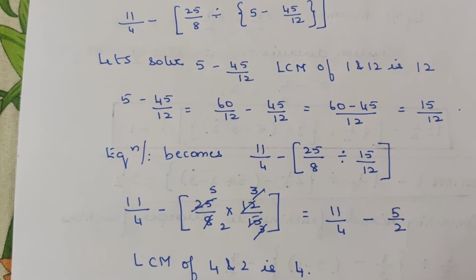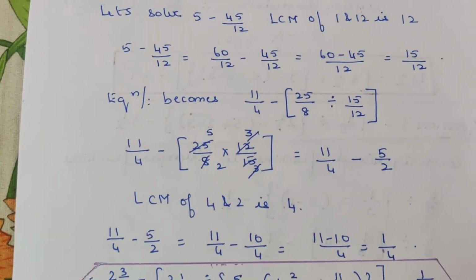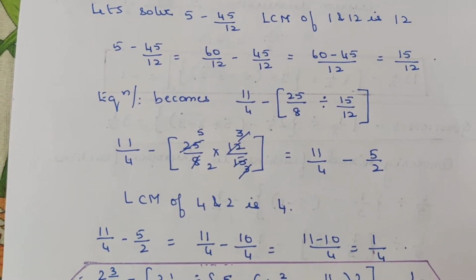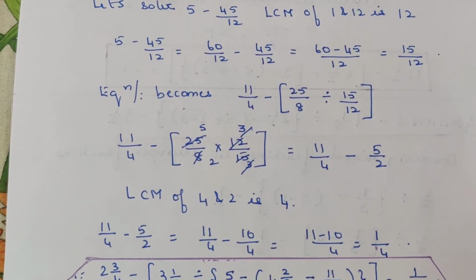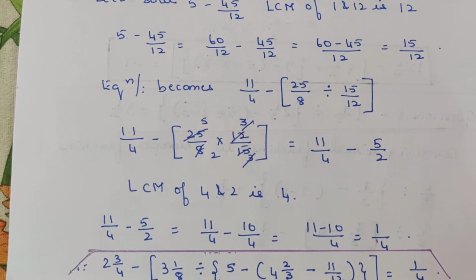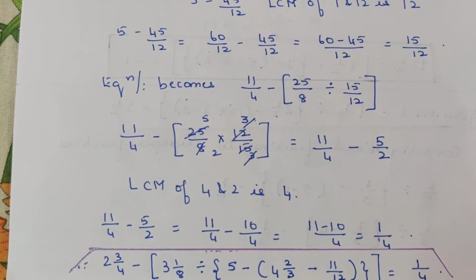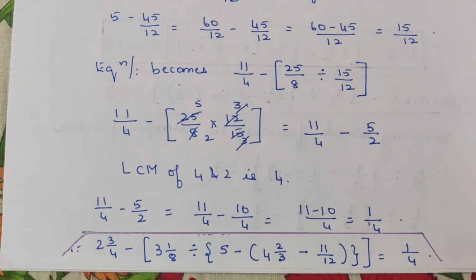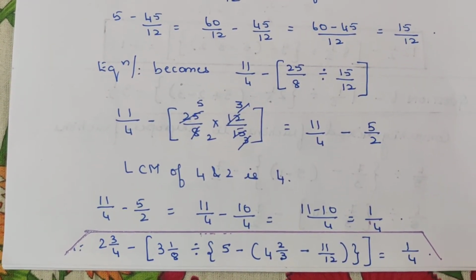Just pausing here. Here the LCM of 4 and 2 is 4. Therefore, 11 by 4 minus 5 by 2 becomes 11 by 4 minus 10 by 4. That is 11 minus 10 by 4, that is equal to 1 by 4. Therefore, the final answer is 1 by 4.